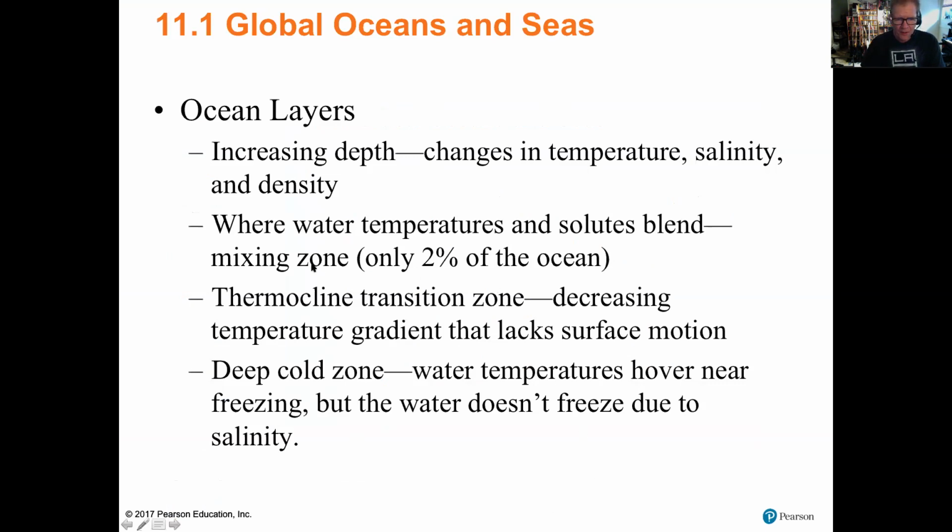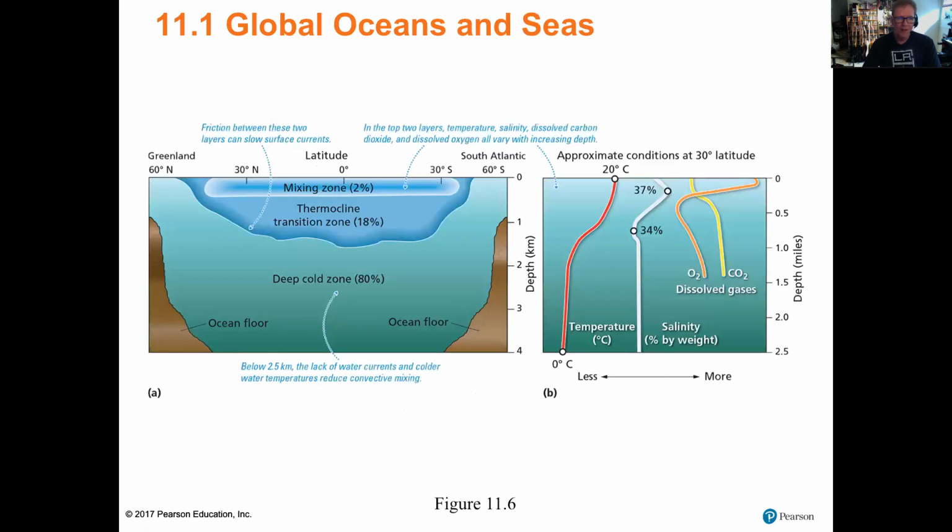About 2% of the ocean is what we call the mixing zone, where the water temperatures and the solutions blend in together. Then we go down a little deeper, we get to what we call the thermocline, where the temperature decreases because you don't get any surface motion. And then when you get a little further down, you get into what we call the deep cold zone, where the water temperatures are actually very near freezing, but it's so salty it won't freeze. So that's what it looks like.